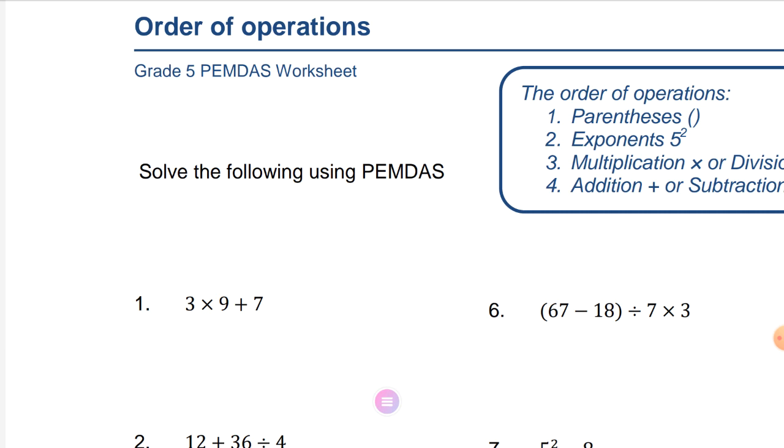What do they stand for? Haley? Parentheses. The P is for parentheses. Exponents. Exponents. Multiplication and division. Multiplication and division. Addition and subtraction. Addition and subtraction. Yes, it's on your paper and on the board.